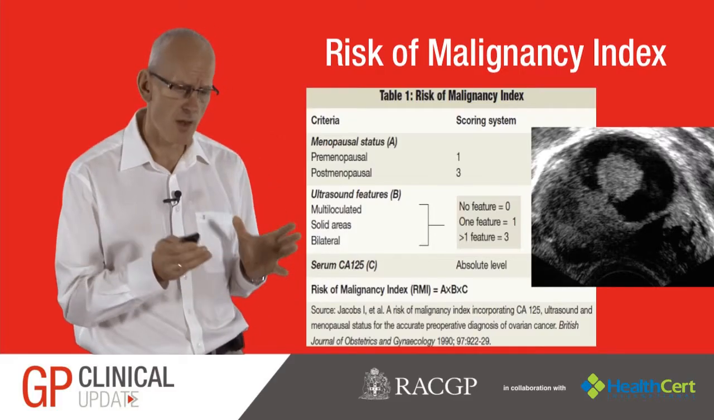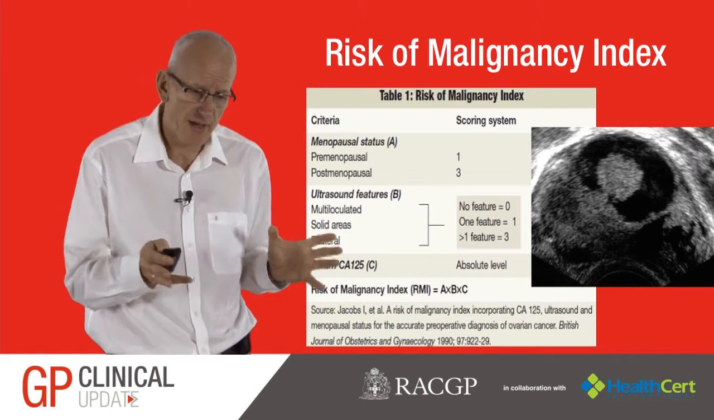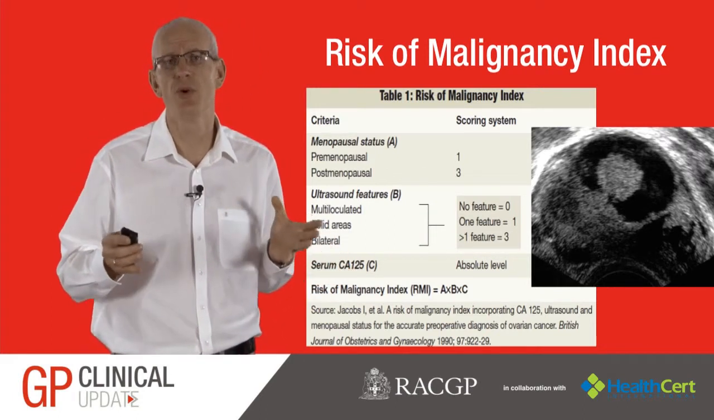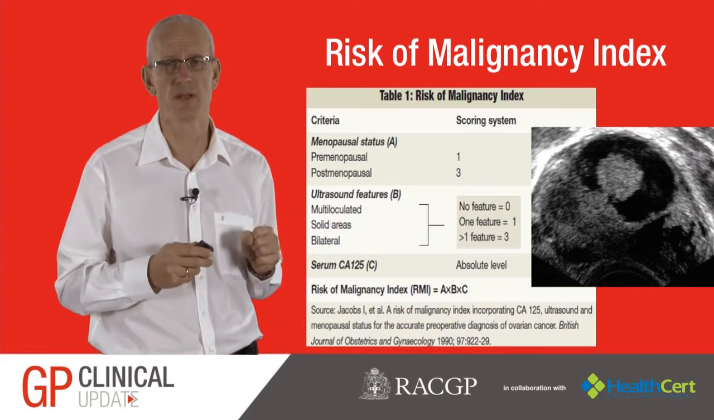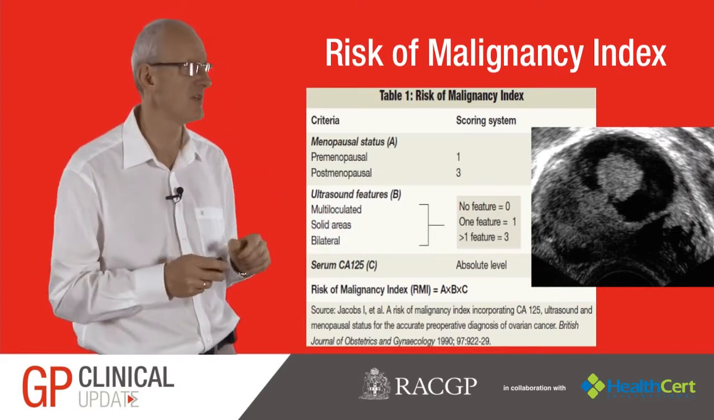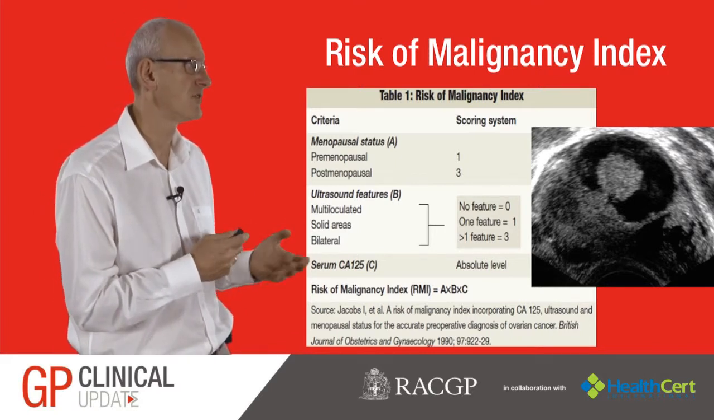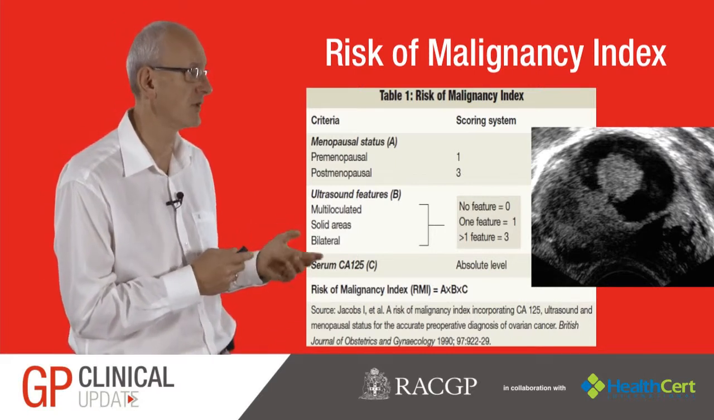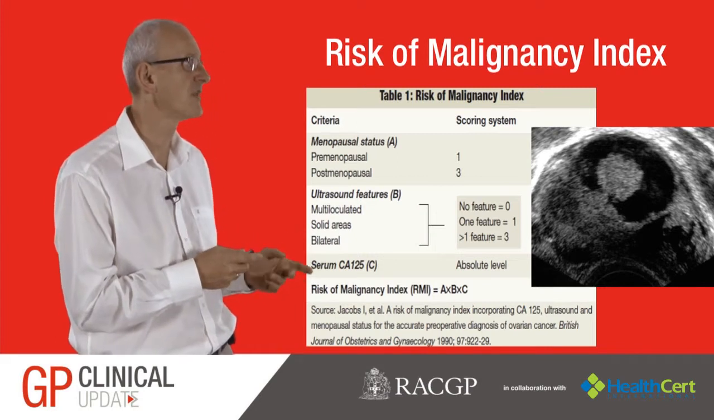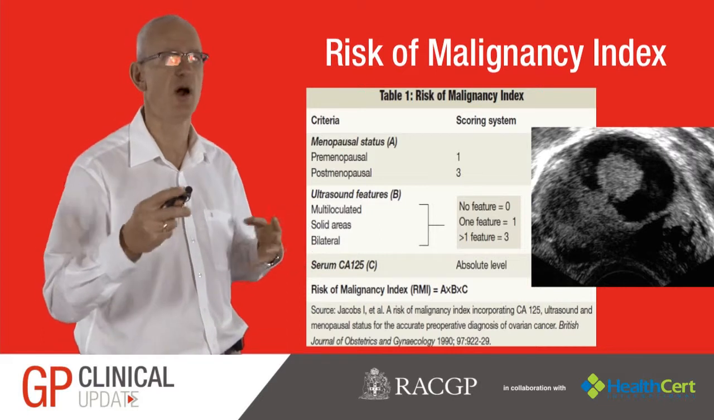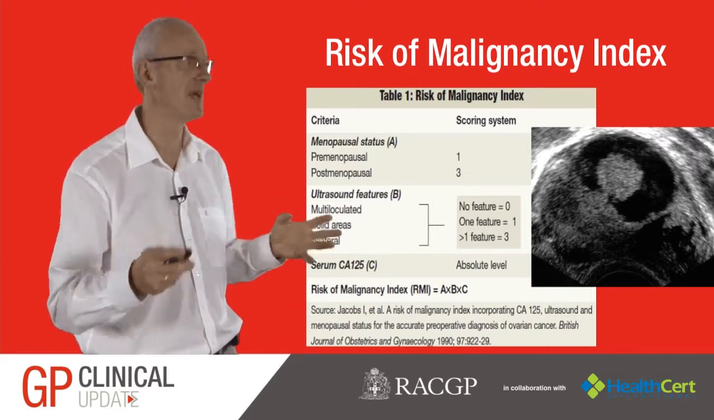Now, if we then find a pelvic mass, it would be nice to determine what is the actual risk of malignancy. And there is a risk of malignancy index that has been published in 1990, so some 23 years ago, by Ian Jacobs. And basically, we can very easily apply that. You and I, we can apply that very easily in our daily setting.